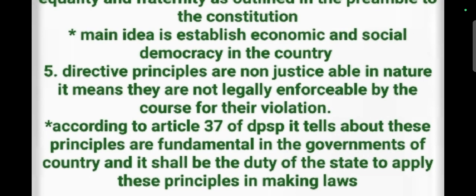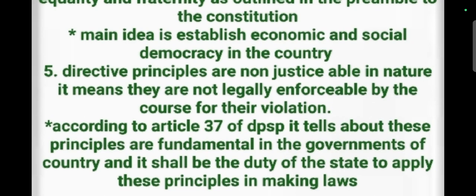And the next one is that directive principles are non-justiciable in nature. It's nothing but that they are not legally enforceable by the courts whenever the DPSPs are violated. Like fundamental rights are justiciable. If any person's fundamental right is affected, we have to go to the Supreme Court or High Court to enforce them back. But in DPSP, these are non-justiciable. It means there is no justice for the people whose DPSP were affected.